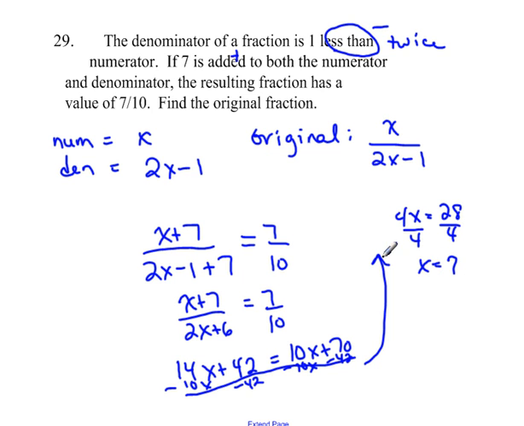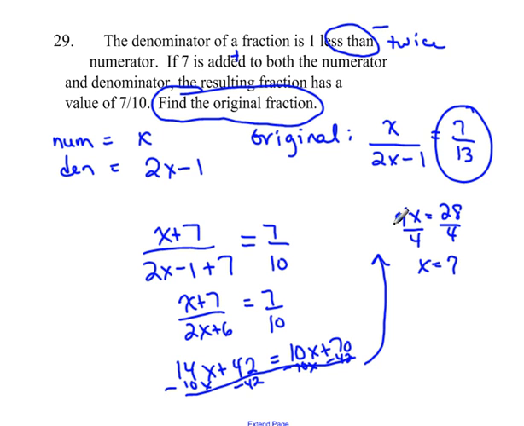Remember that with word problems you have to go back and answer the question. The question said find the original fraction. Well, the original fraction is x, which is 7, over 2 times 7 minus 1. That's 2 times 7 is 14 minus 1 is 13. So the answer to this problem is 7/13, not just x equals 7. So you need to make sure you go back and answer the question in word problems.